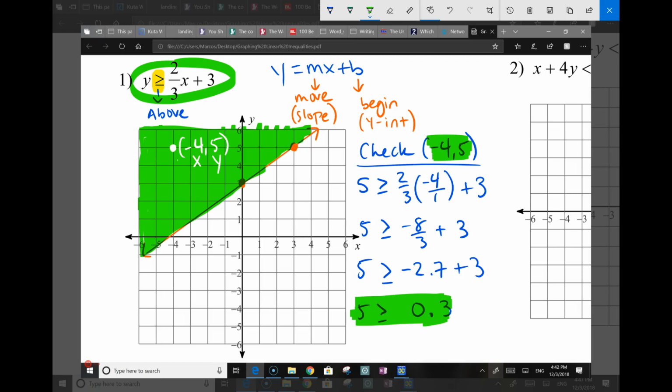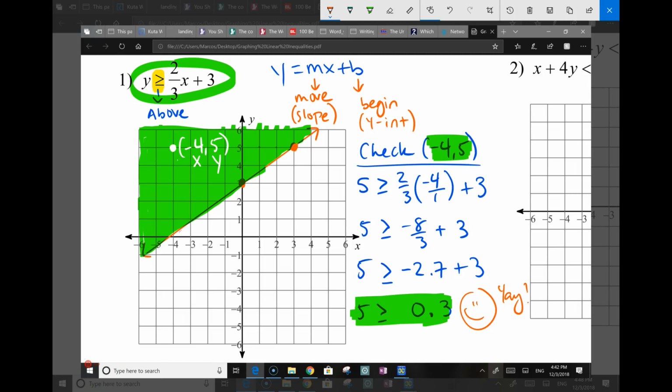Is this a true or false statement? The answer is that it is a true statement. 5 is indeed bigger than 0.3. Because of that, this one white point inside that green area shows and proves that any of those green points within that green zone would also be a valid solution to this inequality. And that's why you shade the entire area.